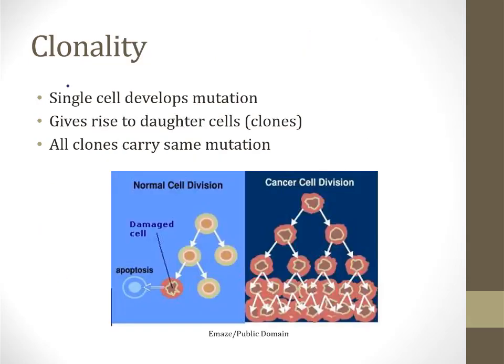One of the underlying principles of neoplasia or cancer is clonality. So the idea here is that a single cell develops a genetic mutation that allows it to grow uncontrollably. This is what leads to a tumor, because now that single cell gives rise to daughter cells, which are called clones, and all of those clones carry the same mutation. So this is shown in this picture on the screen.